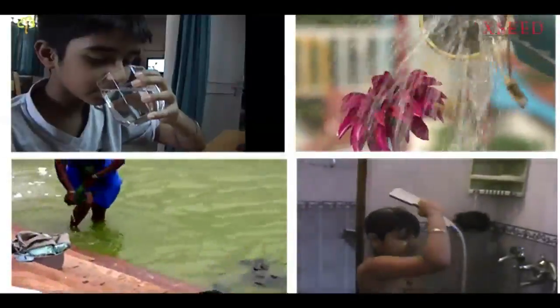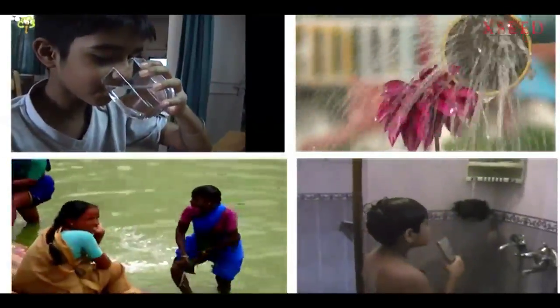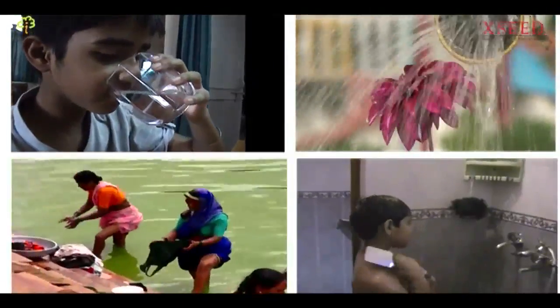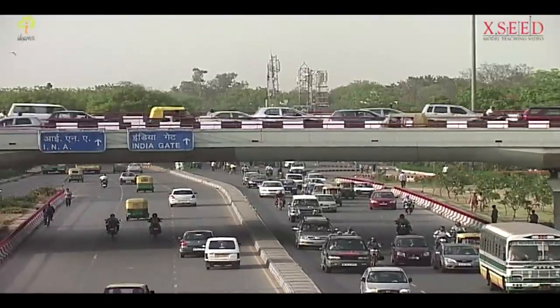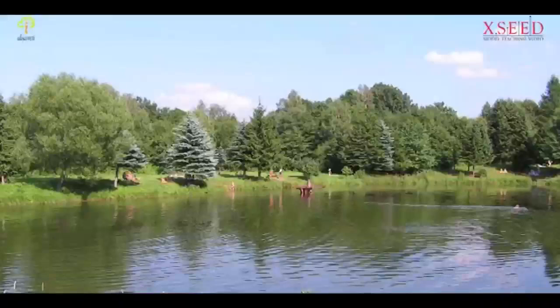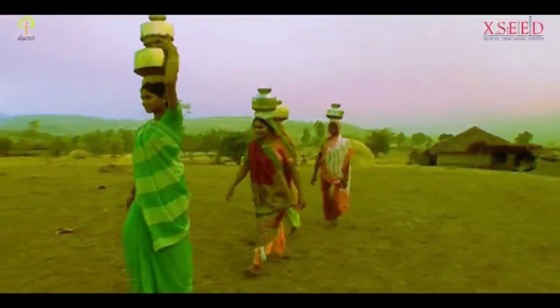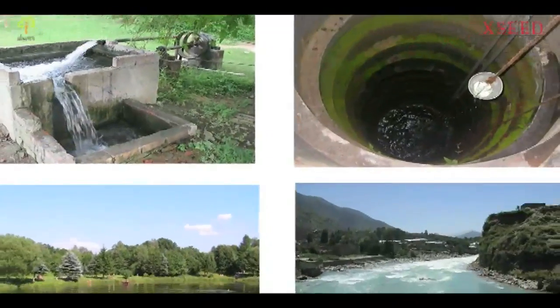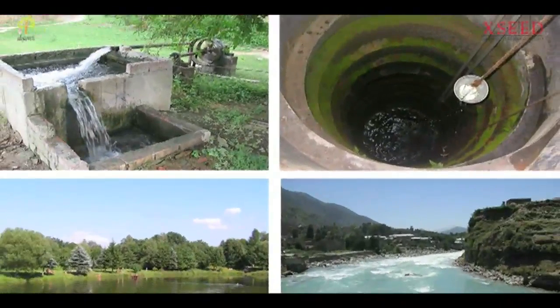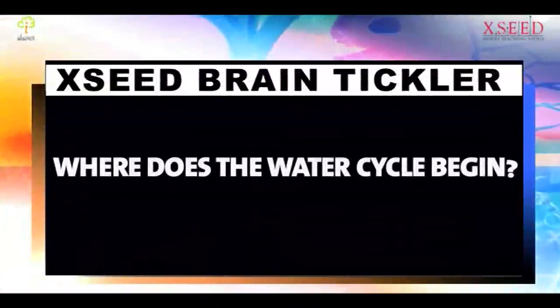Water is a lifeline for human beings. We use water to drink, wash clothes, take bath and water our plants. City people get the water supplied into their taps, which comes from sources like rivers, ponds, wells and tube wells, from which the village people get their water directly. But have you ever wondered where the water in these sources comes from? Where does the water cycle begin?